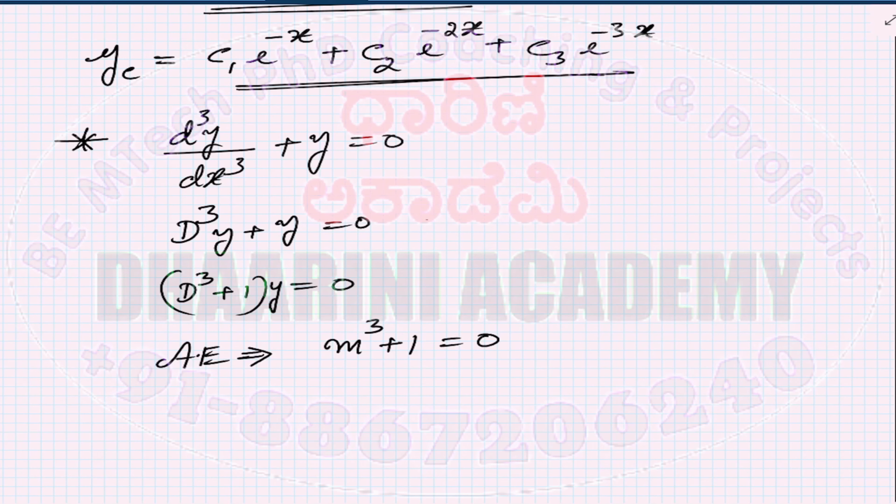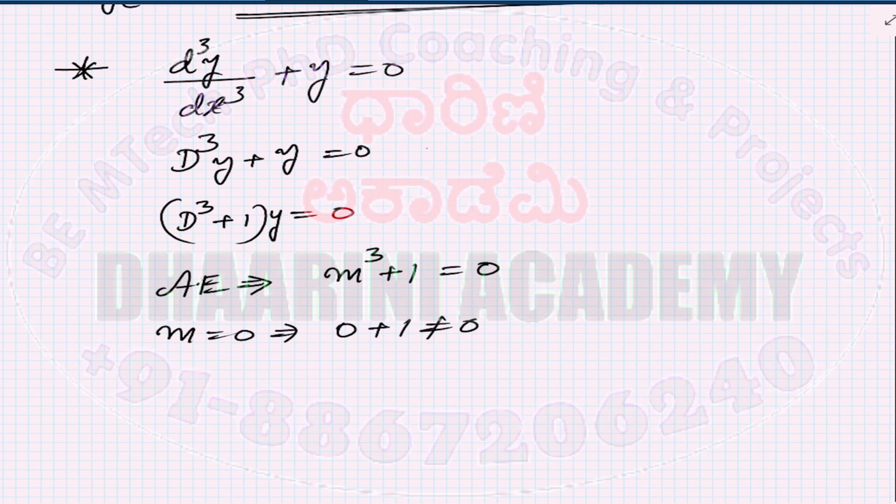Now I can check whether one of the roots is right. I can check that m cube. So put different values of m now. Put m equal to 0. This is 0 plus 1, that is not equal to 0, because I need one of the roots with me, only then can I solve it.